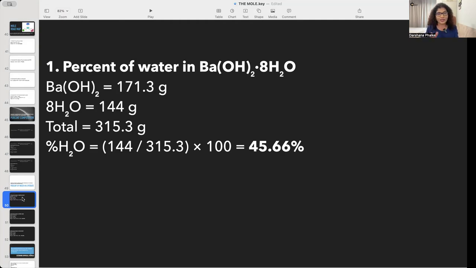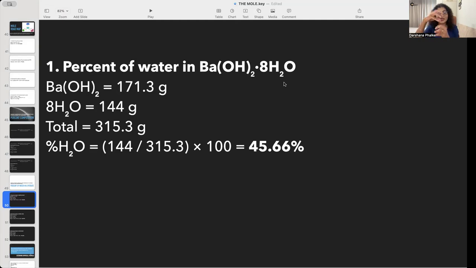So multiply by 8. So the total answer, students, the most common mistake that most of the students make is they consider this decimal or this point as multiplication as you do in math. Like, so Ba(OH)2 mass is 171.3 and the mass of 8 water molecules is going to be 144 grams. Now, many times students will multiply 171.3 and 144, which is wrong.